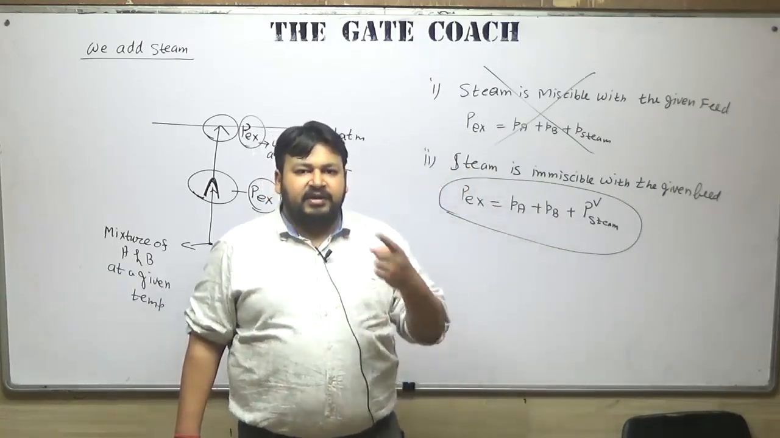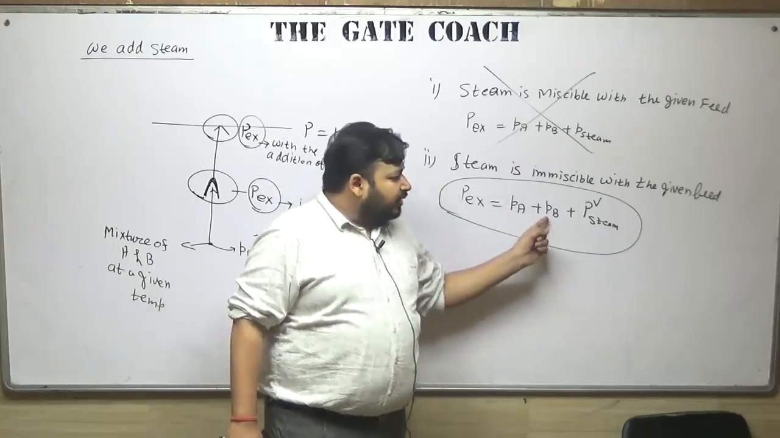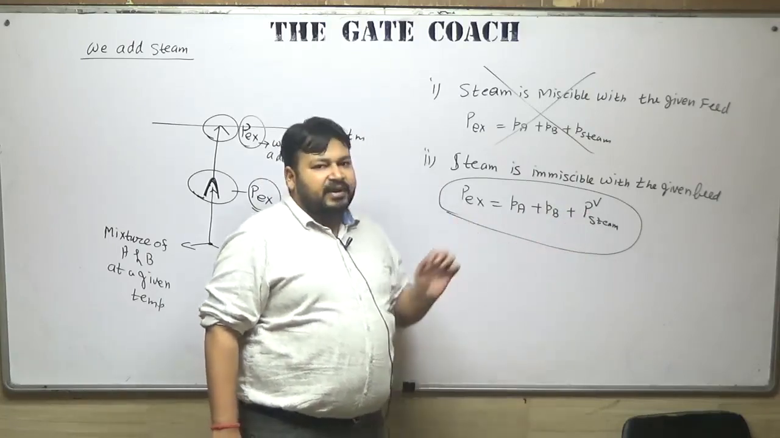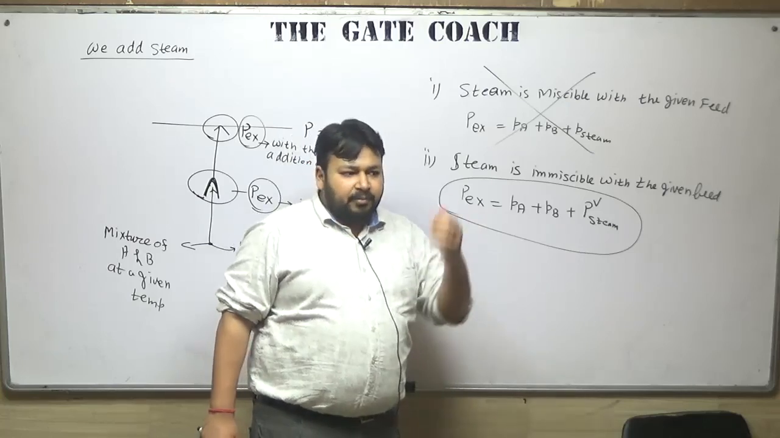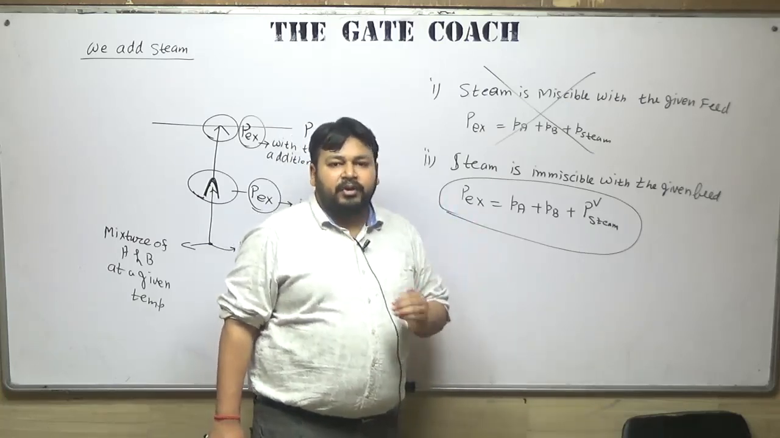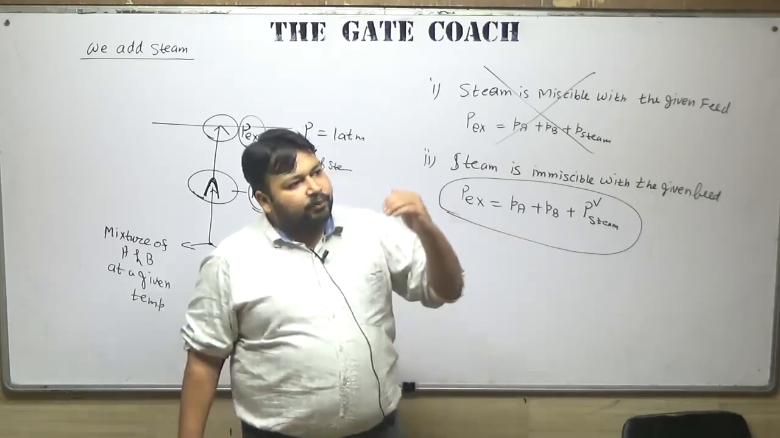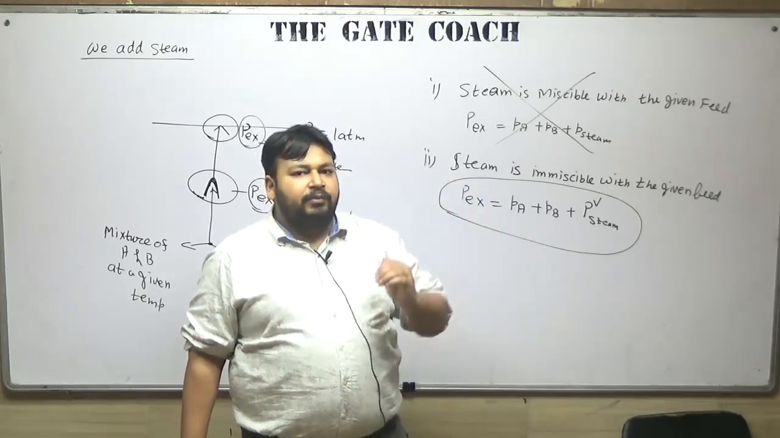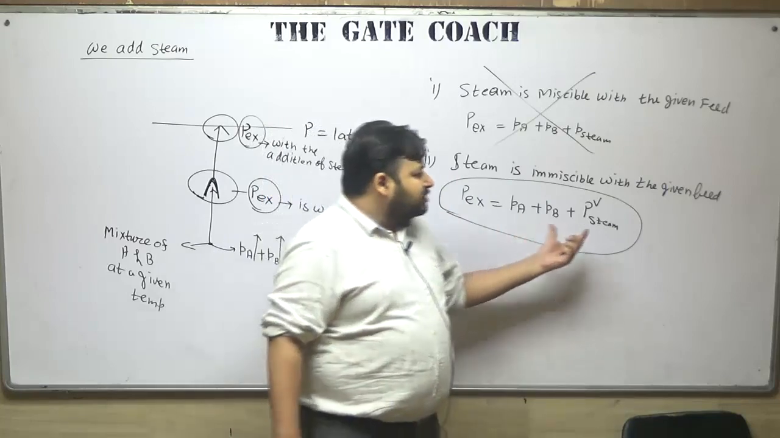It helps in increasing the temperature, which increases the PA and the PB value, and it also exerts its own vapor pressure that in turn again helps to increase the P exerted. So P exerted becomes equal to 1 atm much before the actual boiling point. Before reaching the boiling point of PA or PB, the mixture boils. And why? Because of the addition of steam.